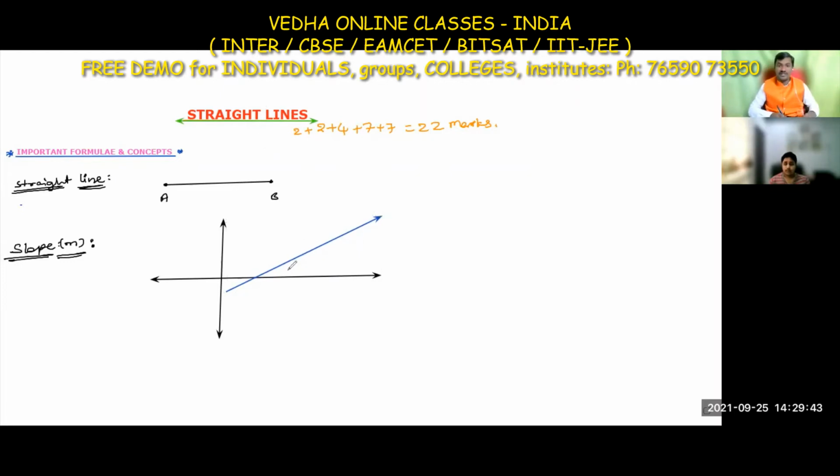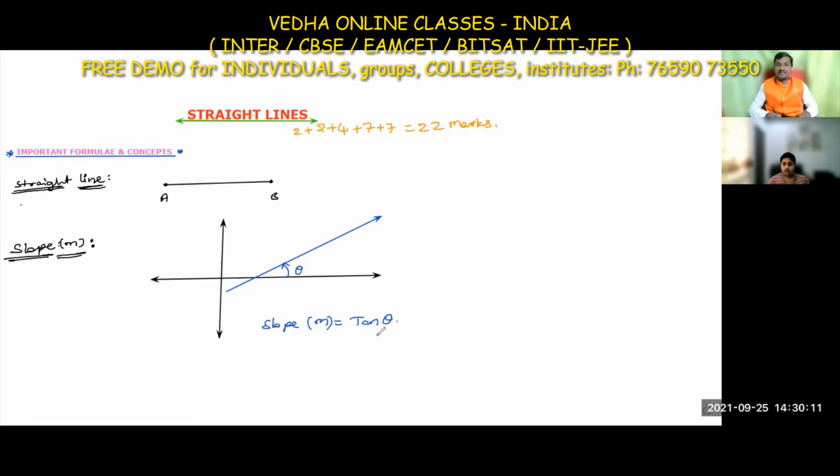How much angle it is making with the positive direction of x-axis is called slope. Here this is the theta angle the line makes with the positive direction of x-axis. So for finding the slope, we have the formula. Slope m is equal to tan theta. So tan theta represents the slope of a line.